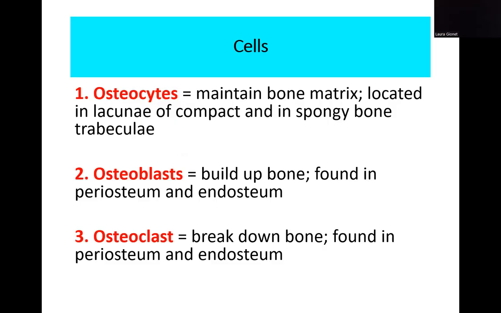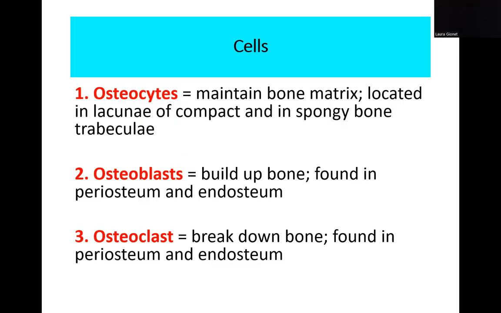Osteoblasts build up bone, so B to B. They're found at the outer margins of the compact bone, where we have these two membranes called the periosteum and the endosteum. The periosteum is the outer margin of the compact bone, and the endo, meaning within, endosteum, will be found at the inner margin of the compact bone. Periosteum is superficial, endosteum is deep. And so we find osteoblasts at both of those places. And we also find osteoclasts at both of those locations. The osteoclasts break down bone found at the periosteum and the endosteum.